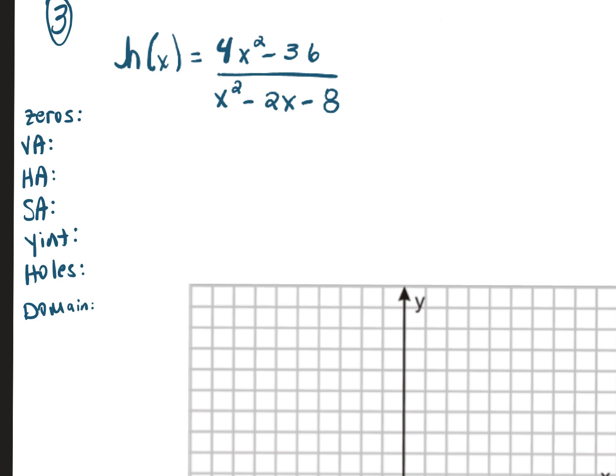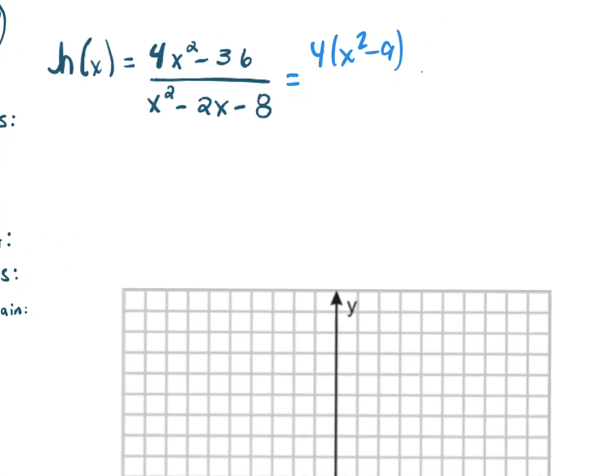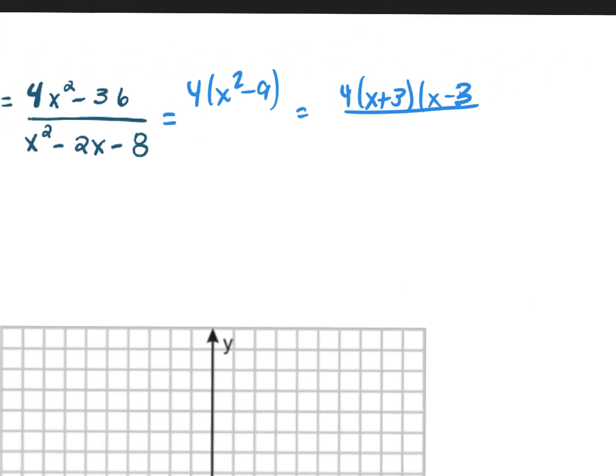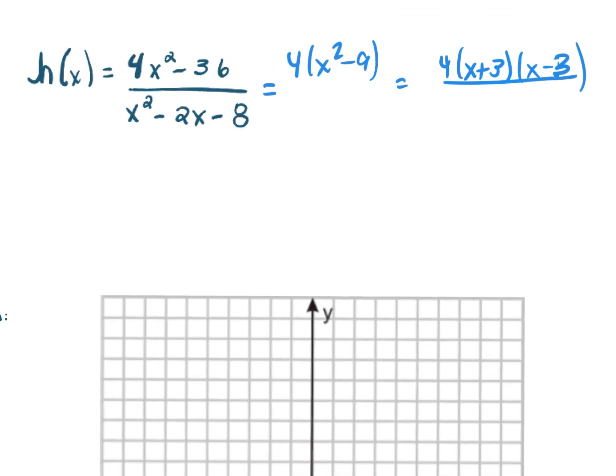So the first thing we need to do is factor. Let's factor the numerator and the denominator and see what we can do here. What can you take out of the numerator? A 4, good. That's going to leave you with x squared minus 9. Can we factor that a little more? So 4 and then what? Plus 3 and minus 3, agreed. Now on the bottom, factors of negative 8 that multiply to give me negative 8, but add to give me negative 2. Look at you guys, x minus 4, x plus 2.